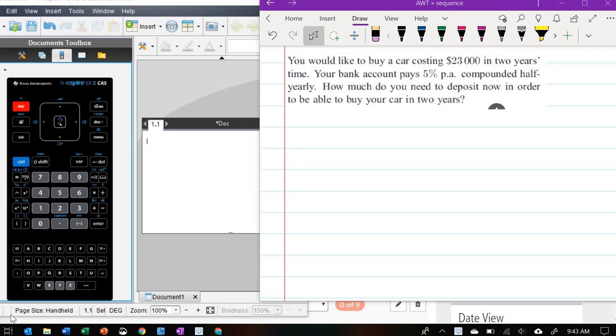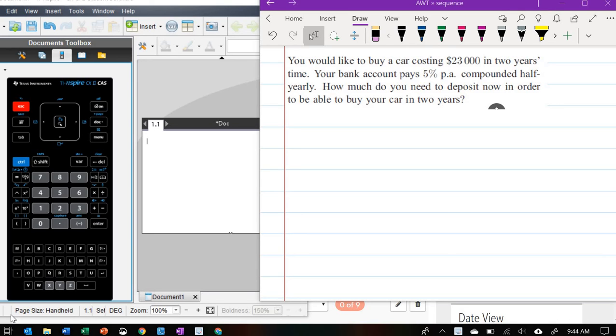Hi guys, here is another example of using your Inspire app in order to solve a compound interest problem. Okay, you would like to buy a car costing $23,000 in 2 years' time. Your bank account pays 5% PA, that's per annum, compounded half yearly. How much do you need to deposit now in order to be able to buy your car in 2 years?